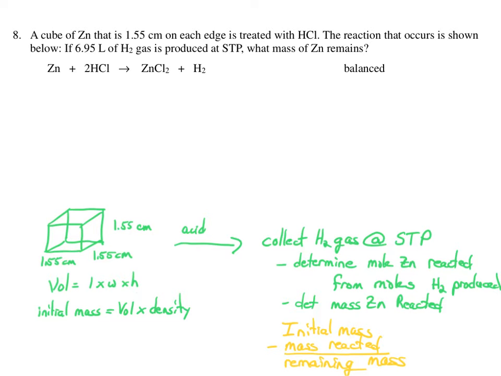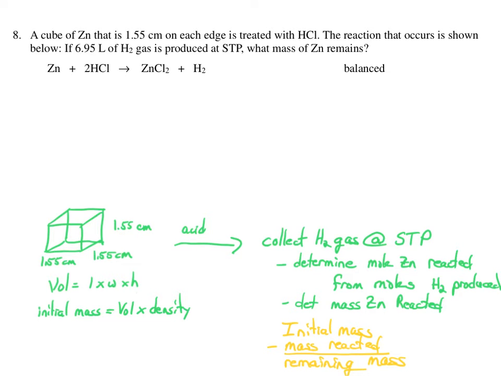To calculate the initial mass, we look at this cube. We can calculate the volume of this cube by multiplying the length times the width times the height. Then once we have the volume of the cube, multiply by the density, and we get the mass of our initial cube. This cube is then placed in acid.